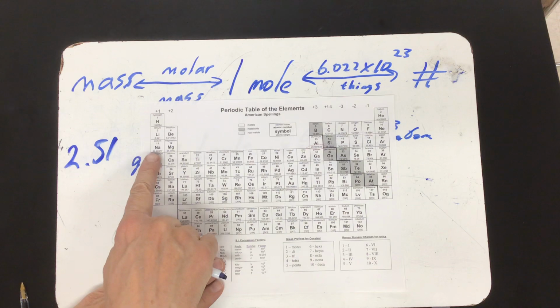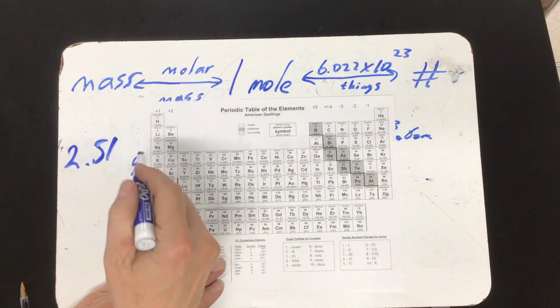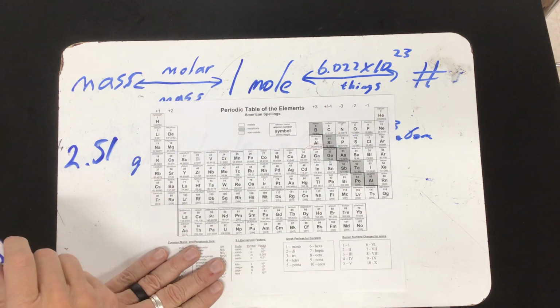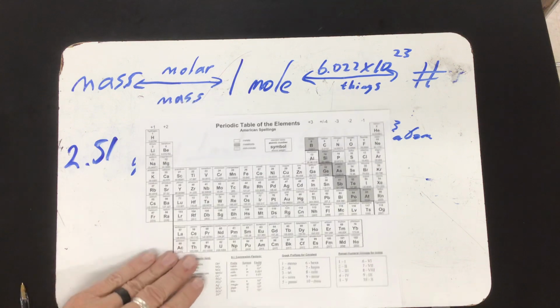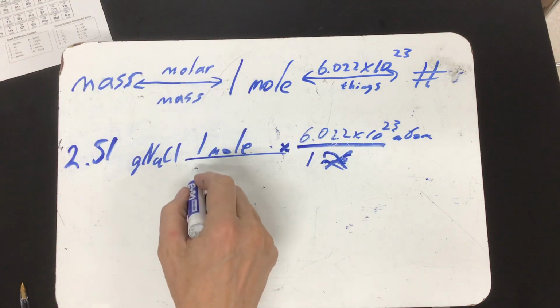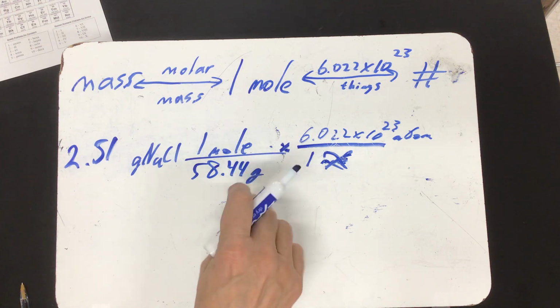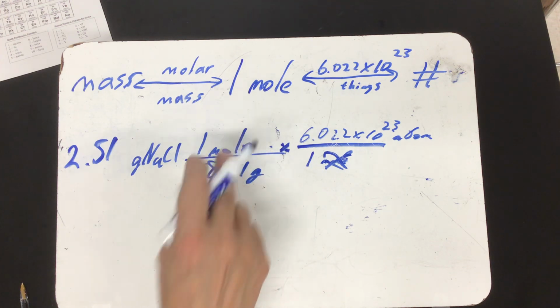So it's 1 sodium and 1 chloride. Sodium is 22.989 grams per mole. Chloride is 35.45 grams per mole. So if you add those up, it's 58.44 grams of sodium chloride per mole.